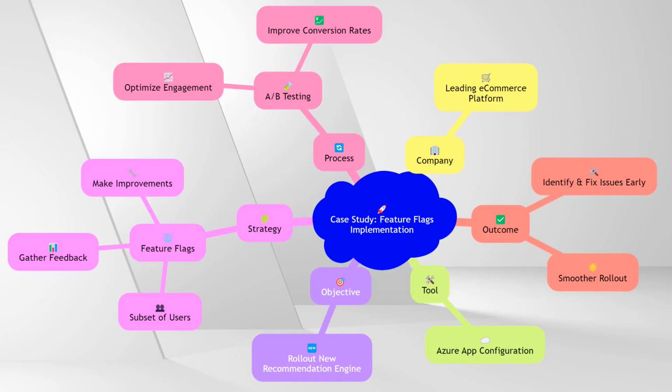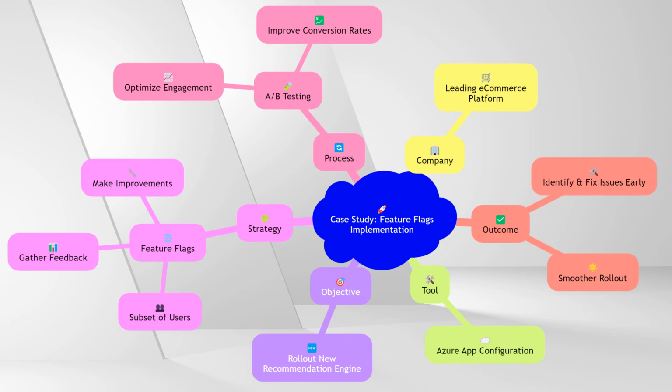Let's consider a case study of a company that successfully implemented feature flags using Azure App Configuration. The company, a leading e-commerce platform, wanted to roll out a new recommendation engine to a subset of users. By using feature flags, they were able to gradually enable the feature for different user segments, gather feedback, and make improvements based on real-world usage. This approach allowed them to identify and fix issues early, resulting in a smoother and more successful rollout.